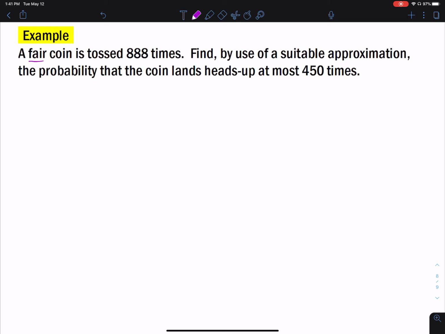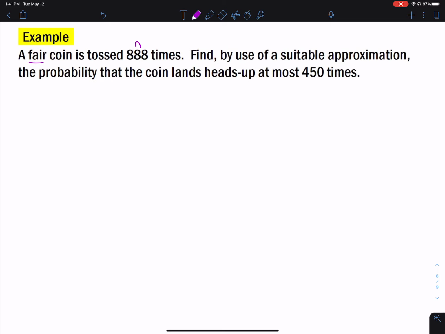You're tossing it 888 times, so that's your n. And we know the probability for a fair coin: we have a 50% chance of heads and a 50% chance of tails. So our probability of success and failure are equal, okay?